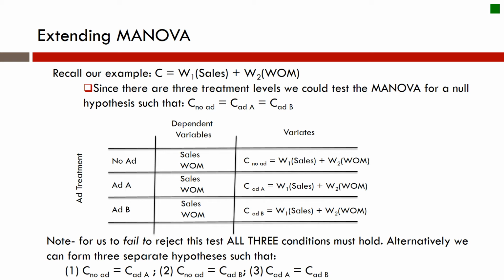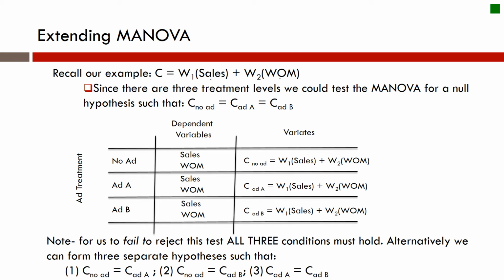Remember our original example is this one. This is what we just had in the MANOVA, with sales and word of mouth. And we have a weight that will be assigned to sales and to word of mouth. There will be a composite variable, or a linear combination of these two, which will be like a score that could be assigned to each of the different levels that we have.